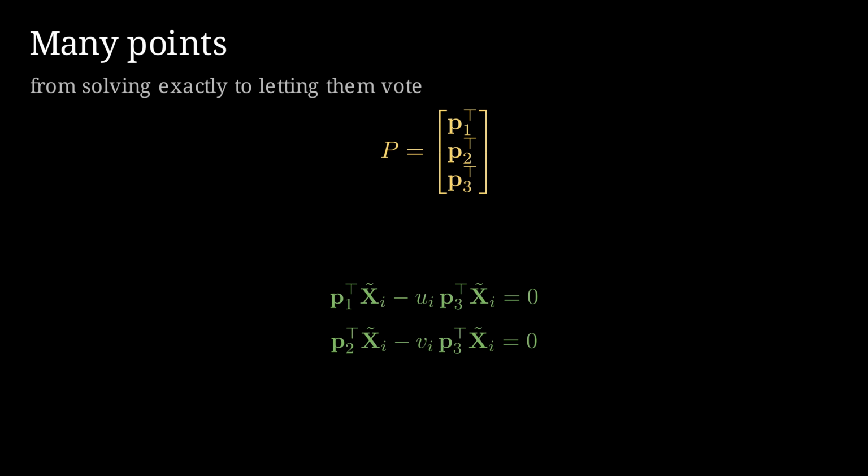Cross multiply and each becomes P1 transpose X minus U times P3 transpose X equals 0. No division left, no depth left, and the 12 entries of P appear linearly. Every point donates 2 equations of exactly this shape. 60 points, 120 equations patiently waiting to vote.